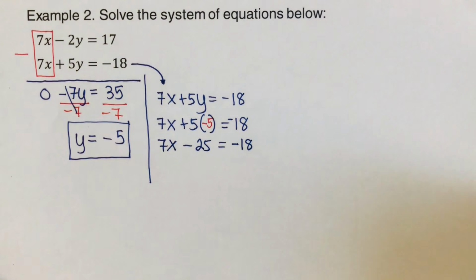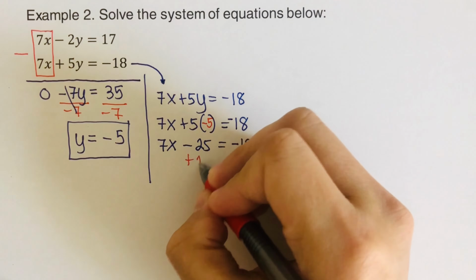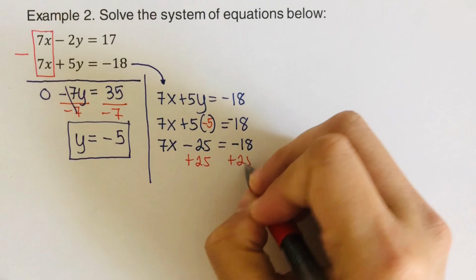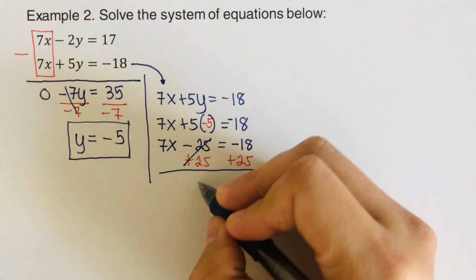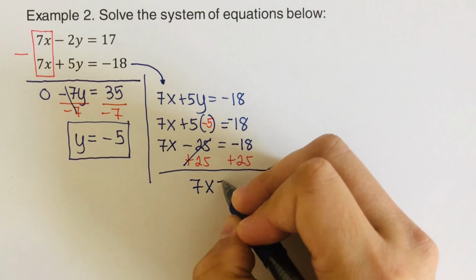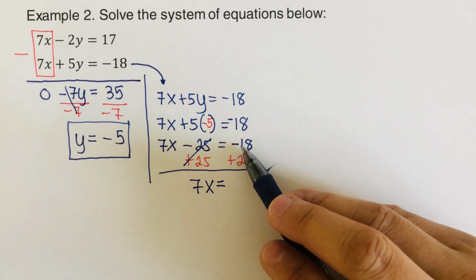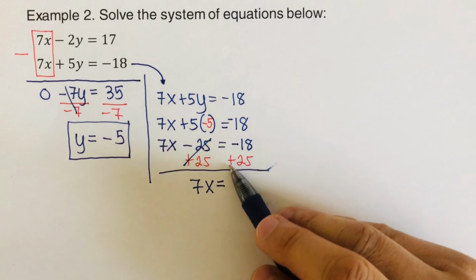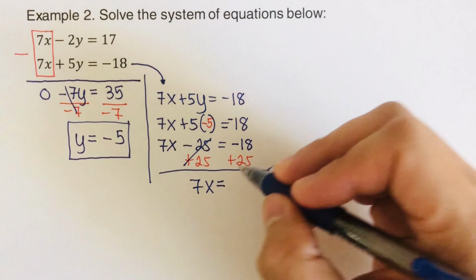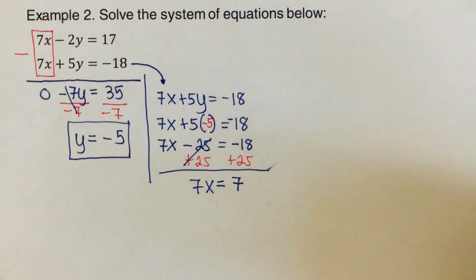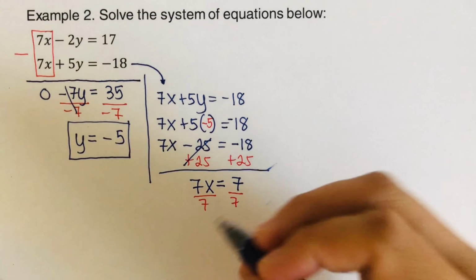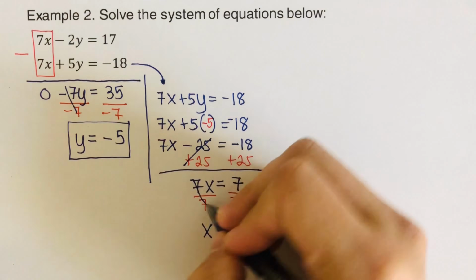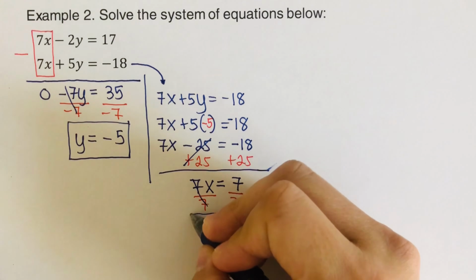And then from here, we're going to add 25 to both sides. So plus 25, plus 25. So then we can cross the 25 out. So then we're left with 7x is equal to, if we add this, negative 18 plus 25 is a positive 7. So then we can divide both sides by 7. So we can cross this out, our x is 1.